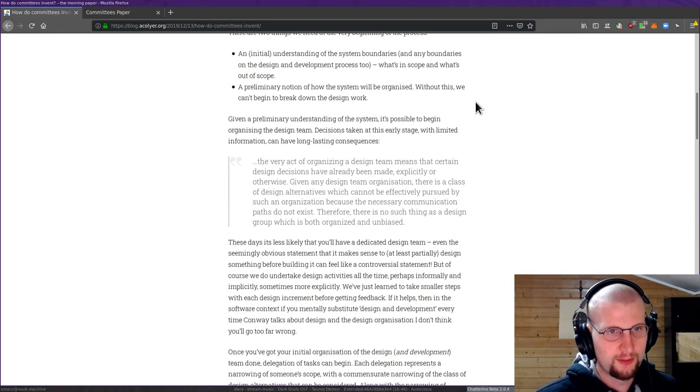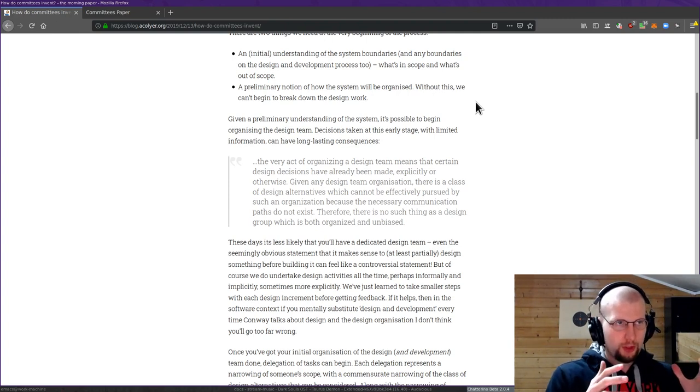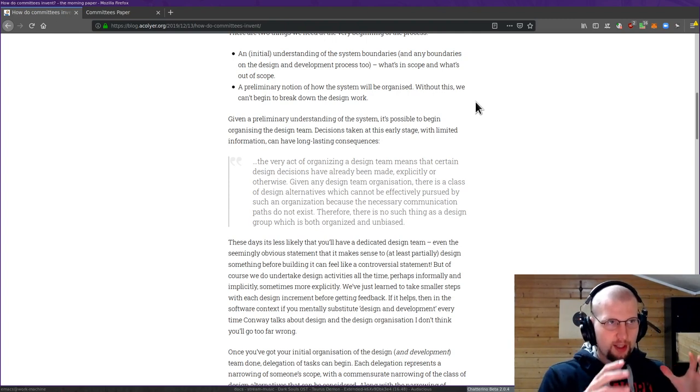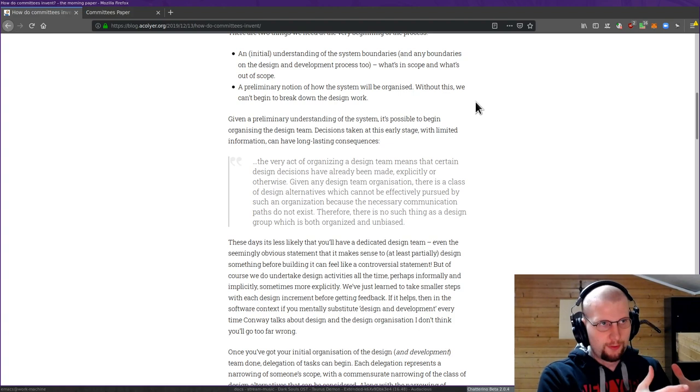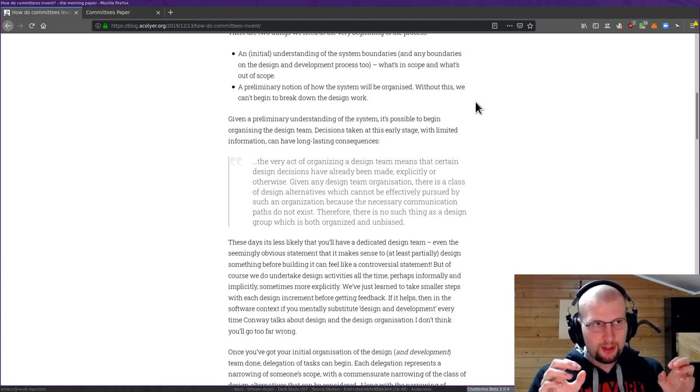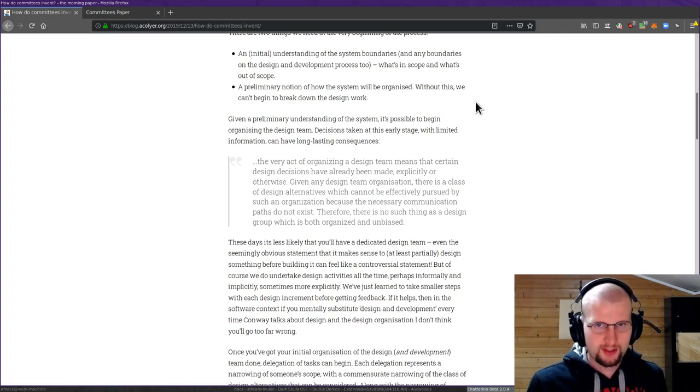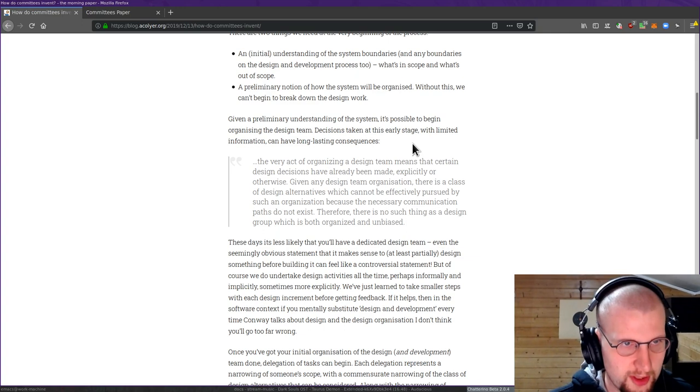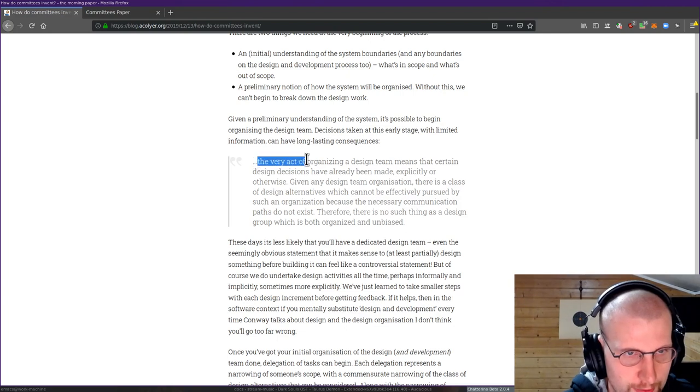So if you, for example, have a part of your software focused on sales and another part focused on production or something, then you would also have modules that work the same way in your software. That's like a natural consequence of it or something. Actually, I've seen this as well in practice. Okay, that's a bit of a tangent, but the very act of organizing design teams means that certain design decisions have already been made, explicitly or otherwise.